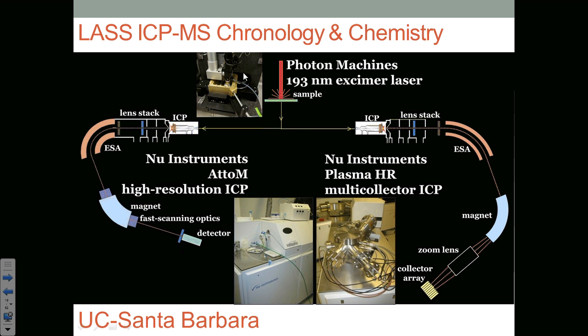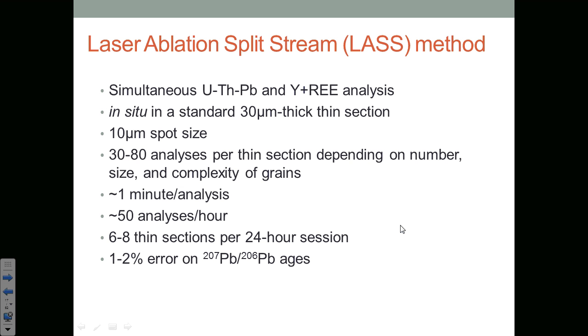But the idea is that we have a front-end excimer laser. Our sample is just a standard thin section. The laser beam hits the sample, and then the material is ablated and split into two streams. One stream goes to a single-collector ICP that measures the rare earth elements, and the other aliquot goes to a multi-collector ICP that measures all the uranium, thorium, and lead isotopes. The whole analysis takes a minute for each spot, and we can get simultaneous age and geochemical information.